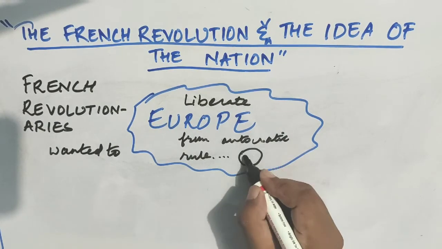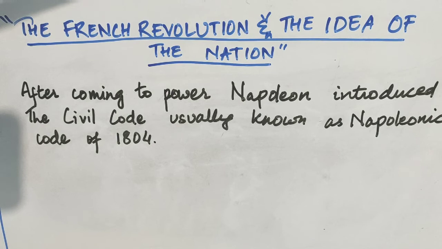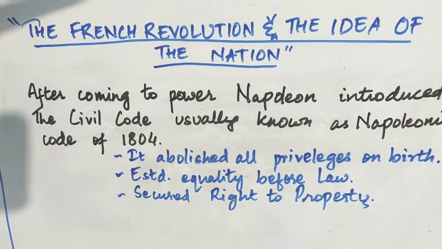The revolutionaries in France declared that it was their mission to carry the ideals of the French Revolution to other parts of Europe as well. So it was at this time, around 1804, that Napoleon proclaimed himself the new Emperor of France. In the same year, he introduced the Civil Code, also known as the Napoleonic Code of 1804. This code had certain features: it abolished all privileges based on birth, it established equality before law, and it secured the right to property.